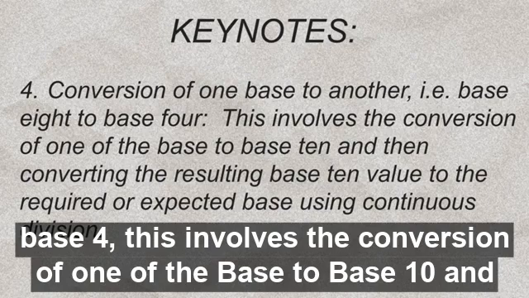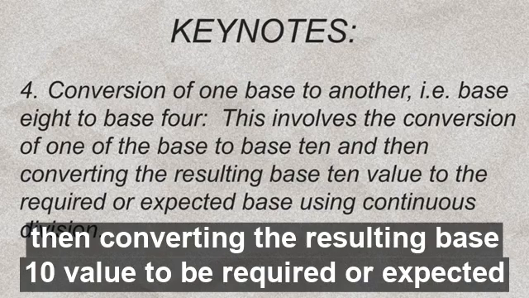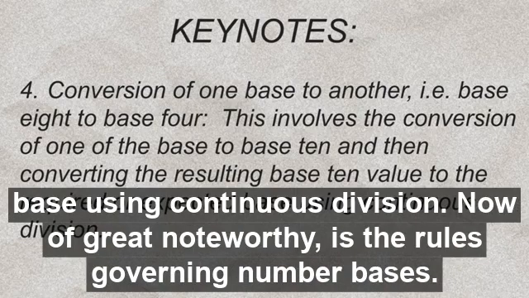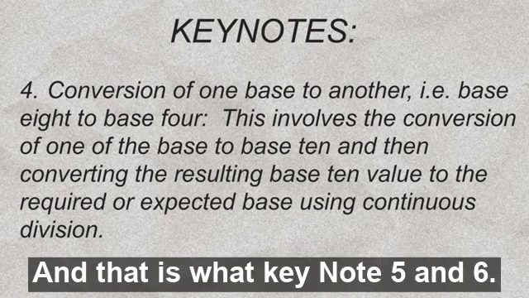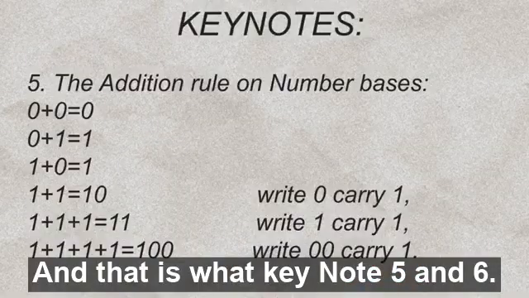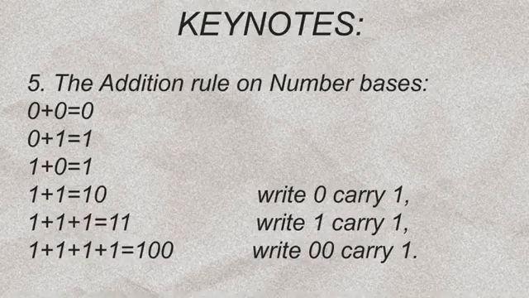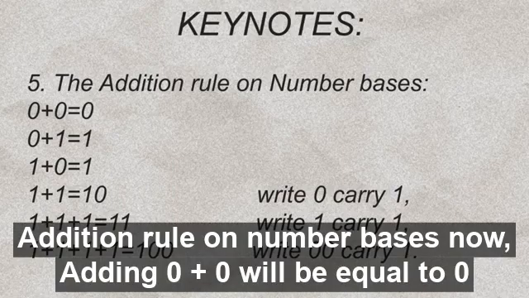This involves the conversion of one of the bases to base 10 and then converting the resulting base 10 value to the required or expected base using continuous division. Now, of great note are the rules governing number bases, and that is what keynotes 5 and 6 will tell you about. Now let's look at keynote 5, the addition rule on number bases.